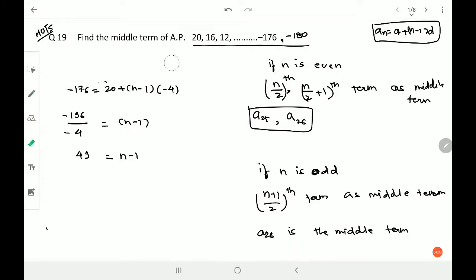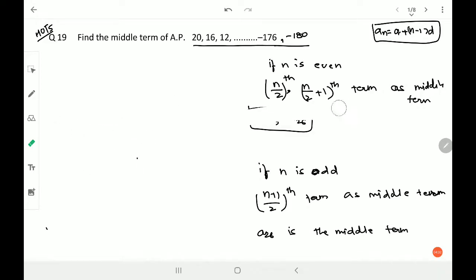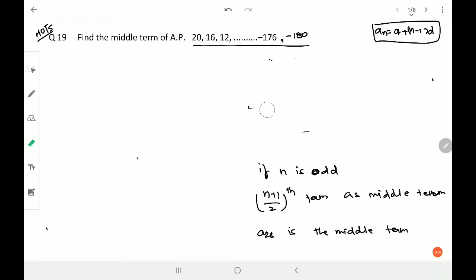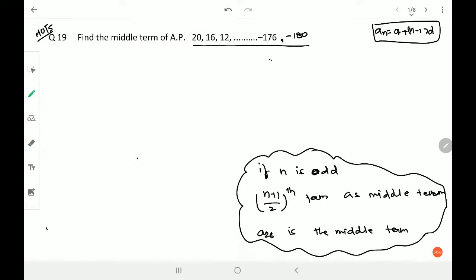So I hope you are clear with it. Normally when the question is asked, it would have odd terms. That means this is quite important, at minimum this one you need to remember. Normally the question would be asked for an odd number, so there would be only one middle term. But while taking this question, I have purposely taken a difficult one where it's an even number, so that you understand both things.